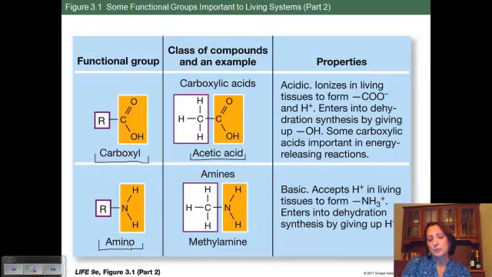And then the amino groups, we're going to see these quite a bit, is a nitrogen attached to 2 hydrogens. And this tends to accept protons and ionize, so therefore it acts as a base. So an example of that is methylamine. And so here we have our amine, our N with our 2 H's, and a methyl group attached to it. So those are the functional groups that you're going to start becoming familiar with and be able to identify in a molecule.